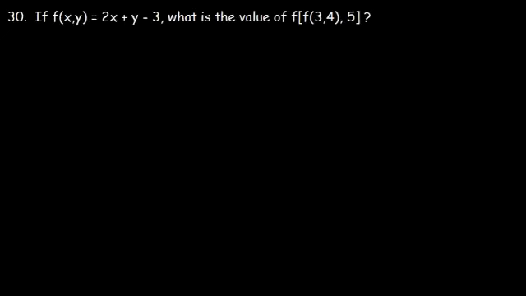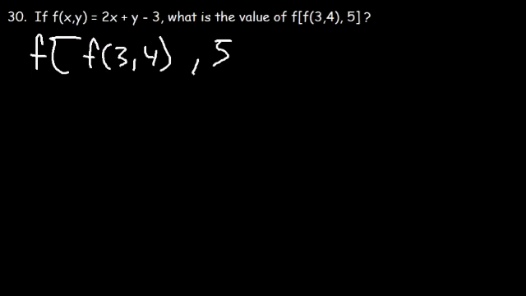Number 30. If f of x comma y is 2x plus y minus 3, what is the value of f of f of 3 comma 4 comma 5? In order to find out the value of this composite function, or a function within a function, let's start from the inside and work our way towards the outside. So let's find the value of f of 3 comma 4.